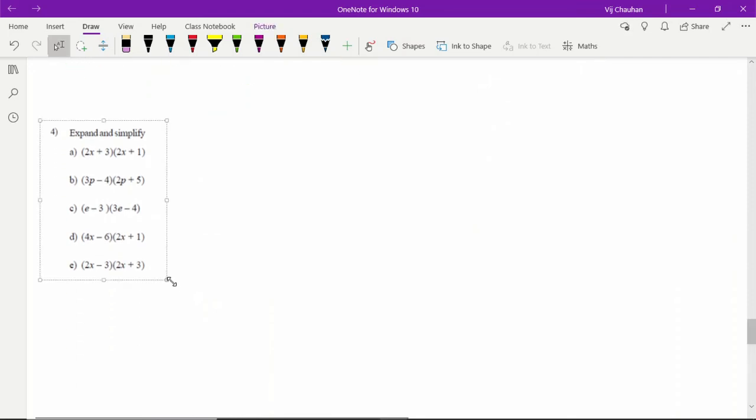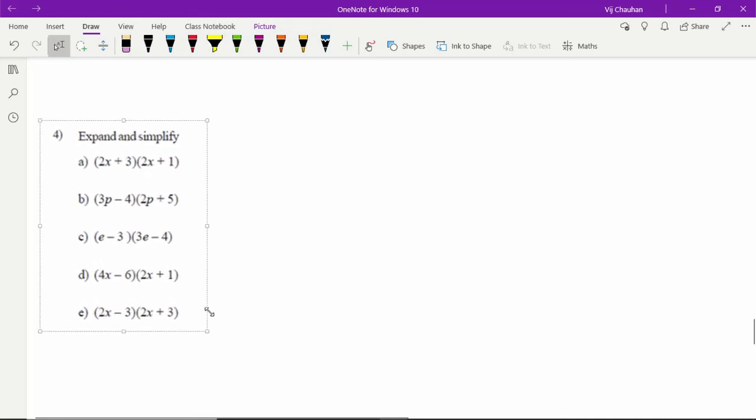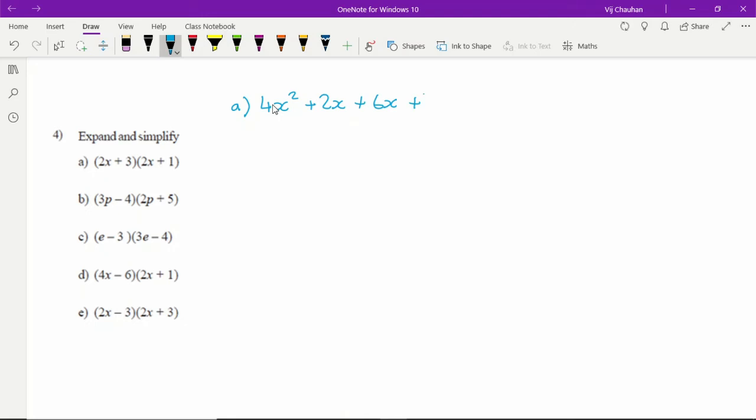So for these questions, let's just make the questions a little bit bigger so you can actually see them. If you want to have a go at these questions, by all means have a go at them. If not, you can do them with me. So when you expand the brackets, or you're using the grid method, you should have the following terms. So you should have 4x squared plus 2x plus 6x plus 3, which gives me 4x squared plus 8x plus 3. For B, we should have 6p squared plus 15p minus 8p minus 20.